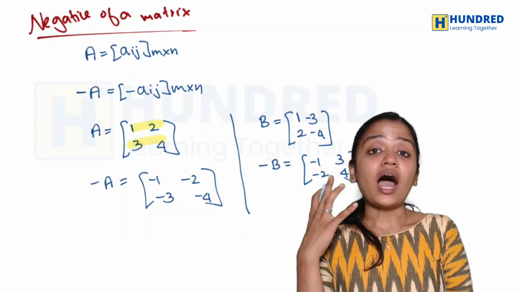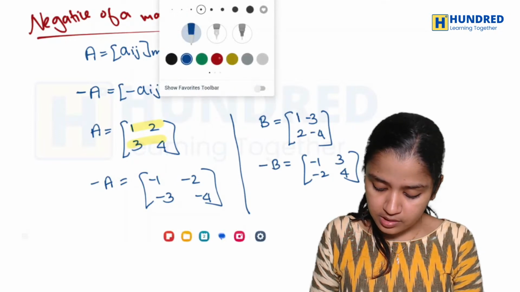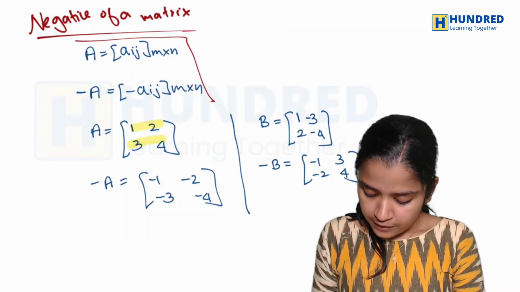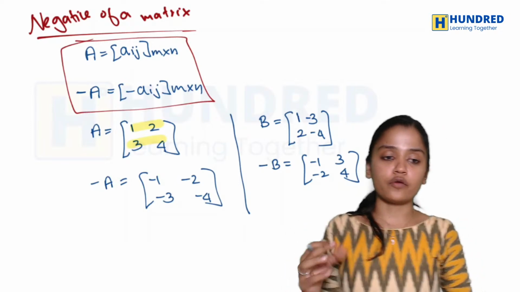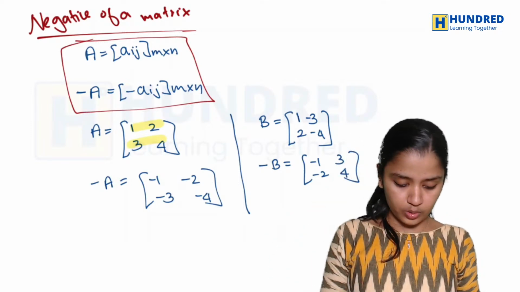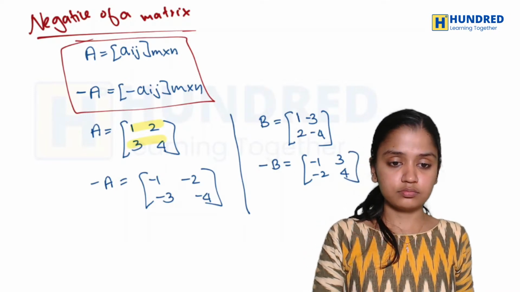Okay. So are you clear with the negative? Basically you should remember this one. If you're having a matrix, the negative of it will be the answer. Okay. Are you clear? Is it okay?